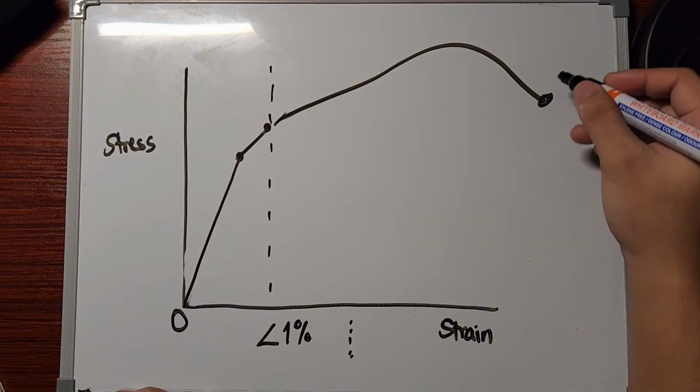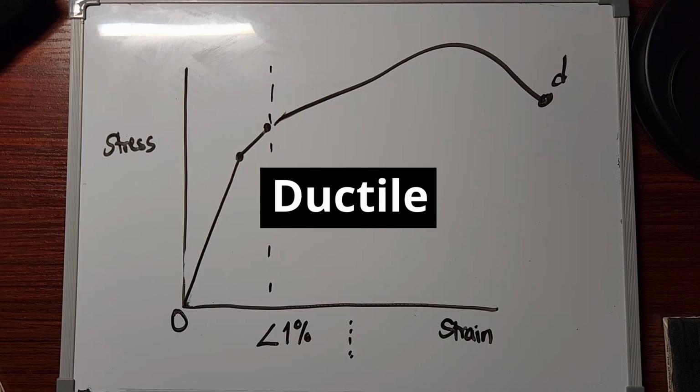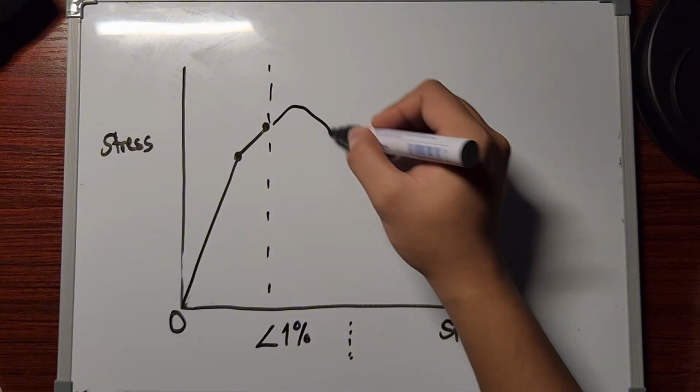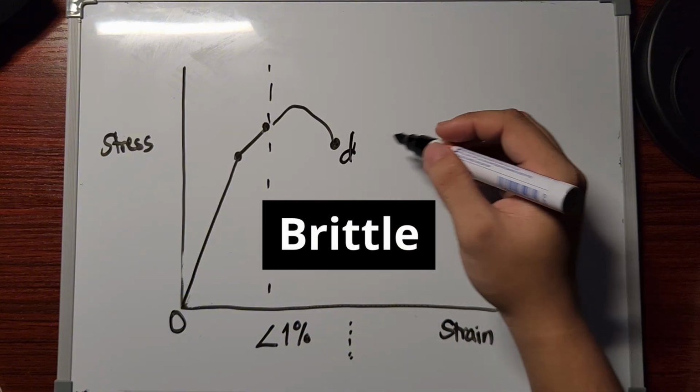The stress-strain curve can also tell us about the nature of a material. For example, when a material experiences a large amount of stress between the elastic limit and fracturing, we refer to it as ductile. On the other hand, when it can only handle a small amount of stress between the elastic limit and fracturing, we refer to it as brittle.